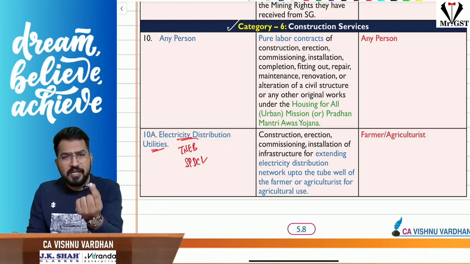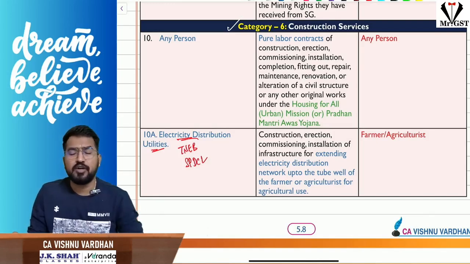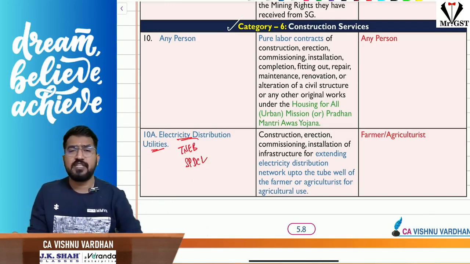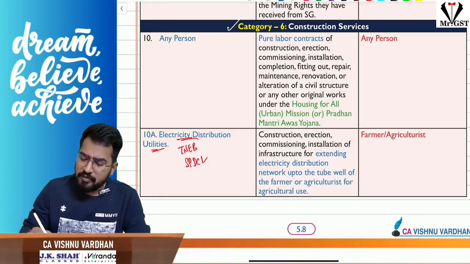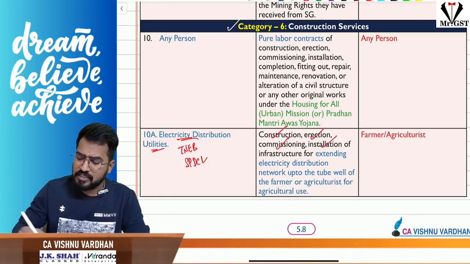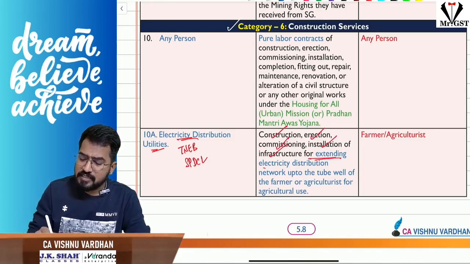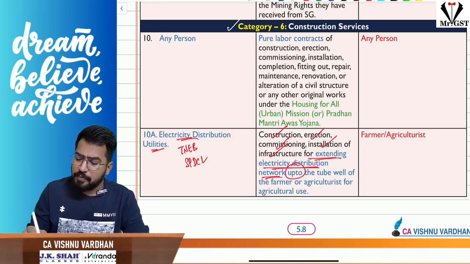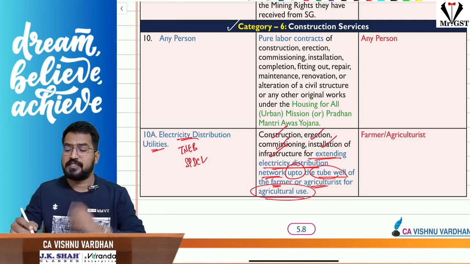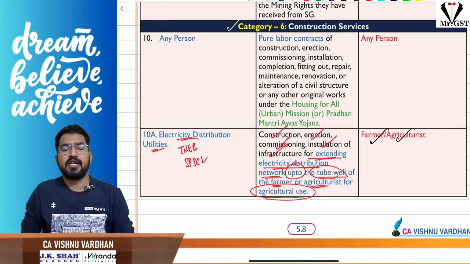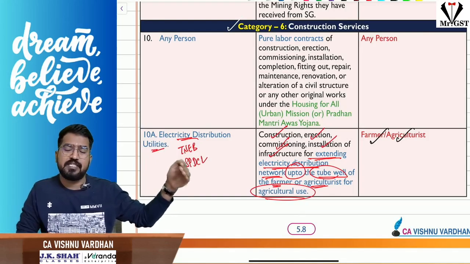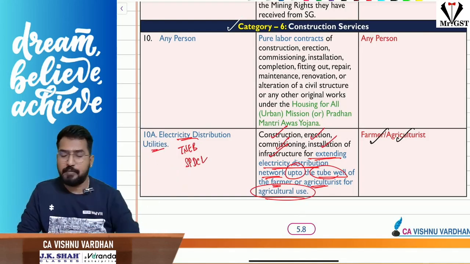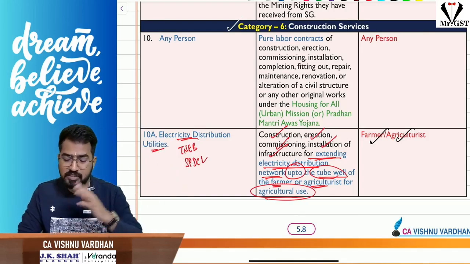Say for one particular person who is staying there, electricity department cannot afford and construct this electricity distribution infrastructure there. So they are charging extra consideration from him, saying that, sir, for construction or erection or commissioning or installation of infrastructure for extending the electricity distribution network up to the tube well of the farmer or agriculturist for agriculture use, that is exempt under GST, sir. So we are providing to the farmer or agriculturist laying the electricity distribution line, infrastructure up to the tube well of the farmland for agriculture use, that is exempt under GST. So this is one thing, right?